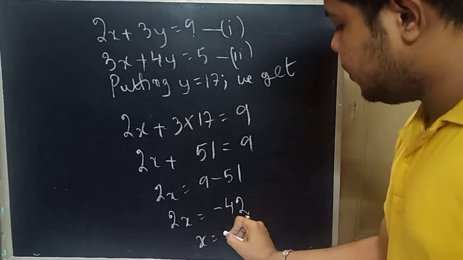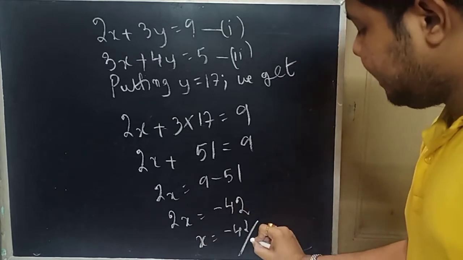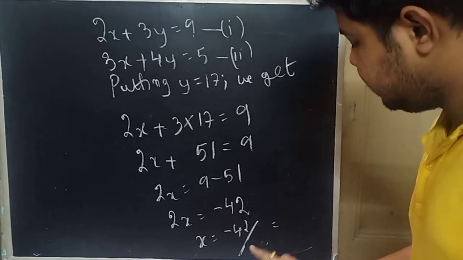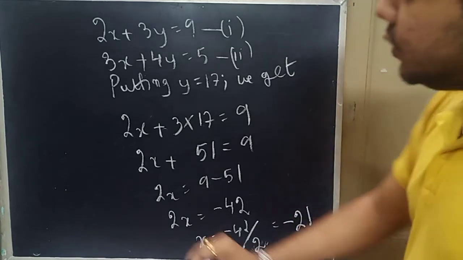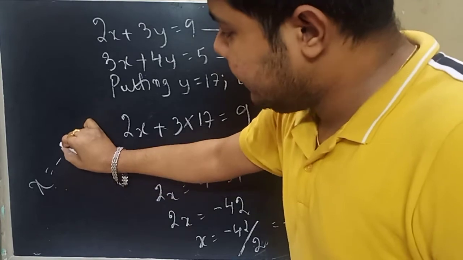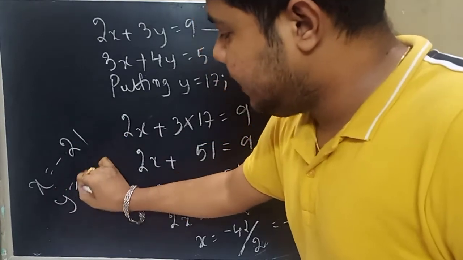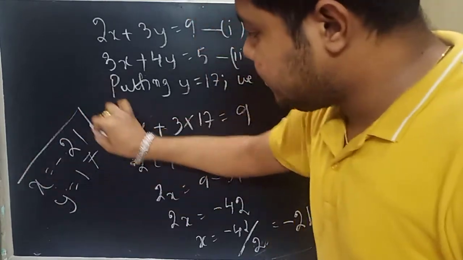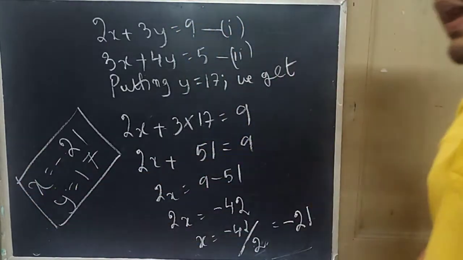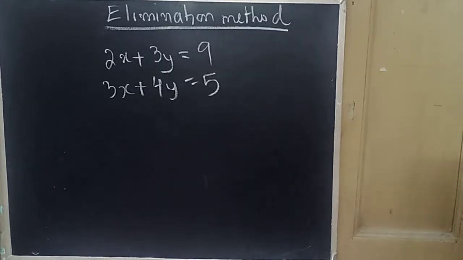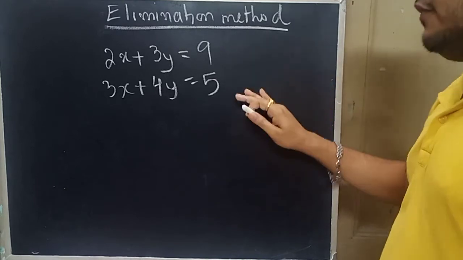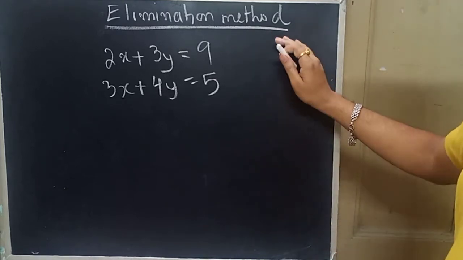So x will come to minus 42 by 2. That will work out to minus 21. So what are the two values which I got? X is minus 21 and y is 17. So this was the substitution method to solve any simultaneous equation. Now we are going to move on to elimination method. Now in this sum, the same sum I have taken, the same equation, but the method of solving is different.